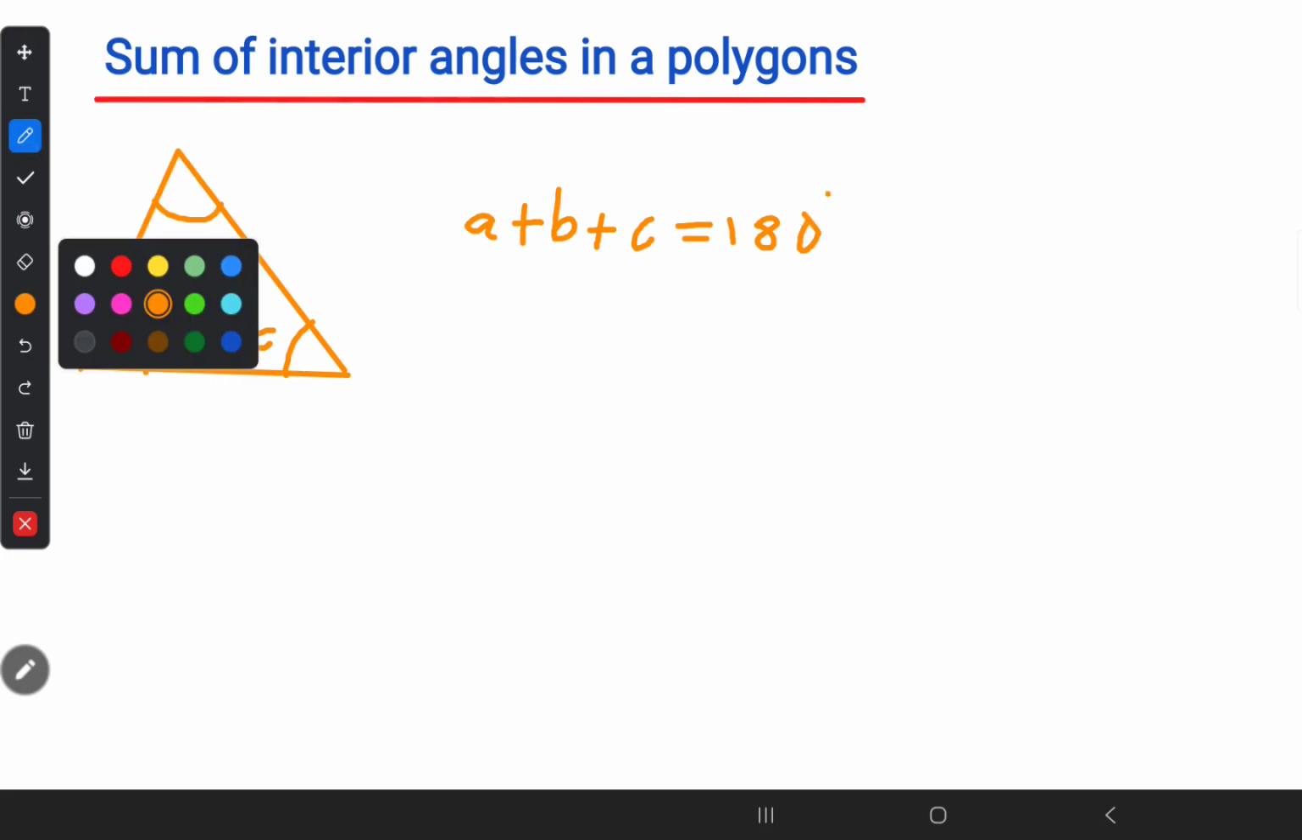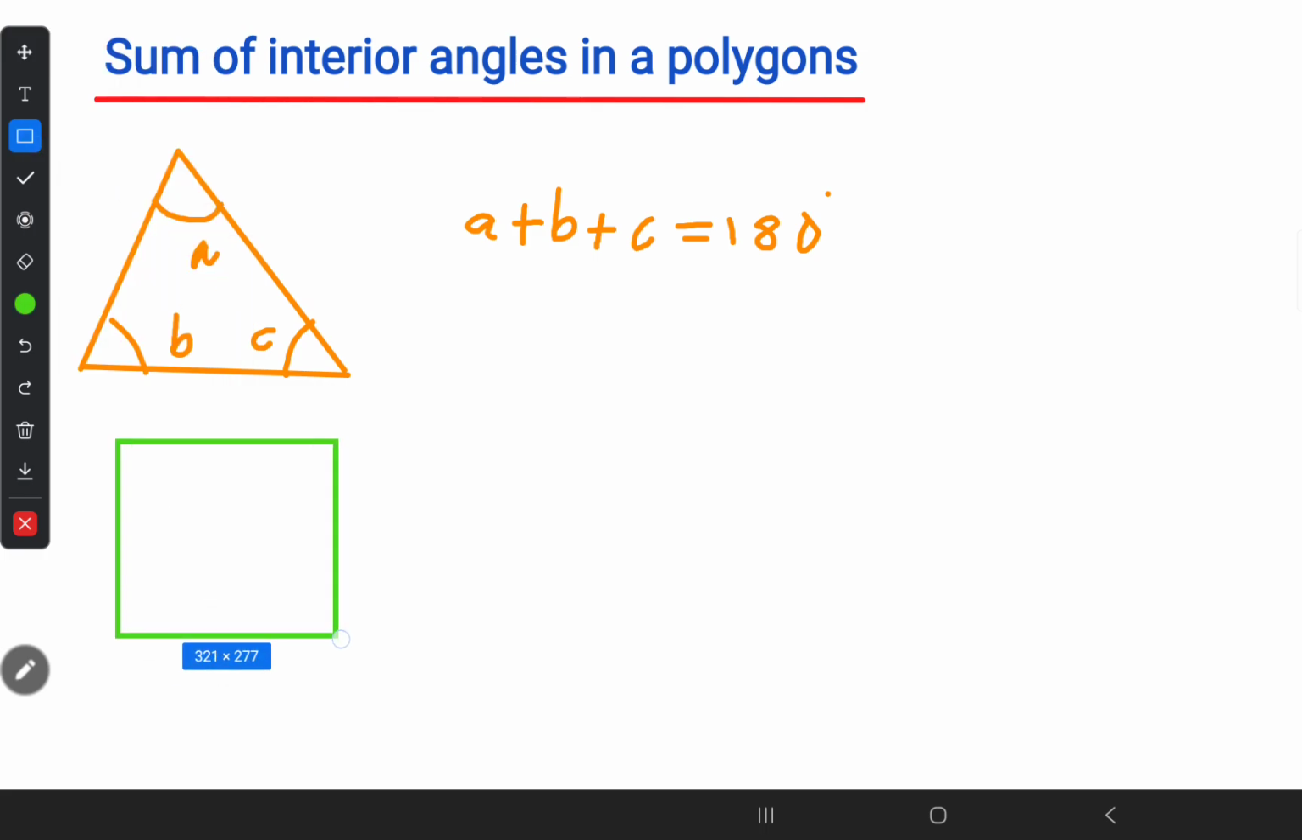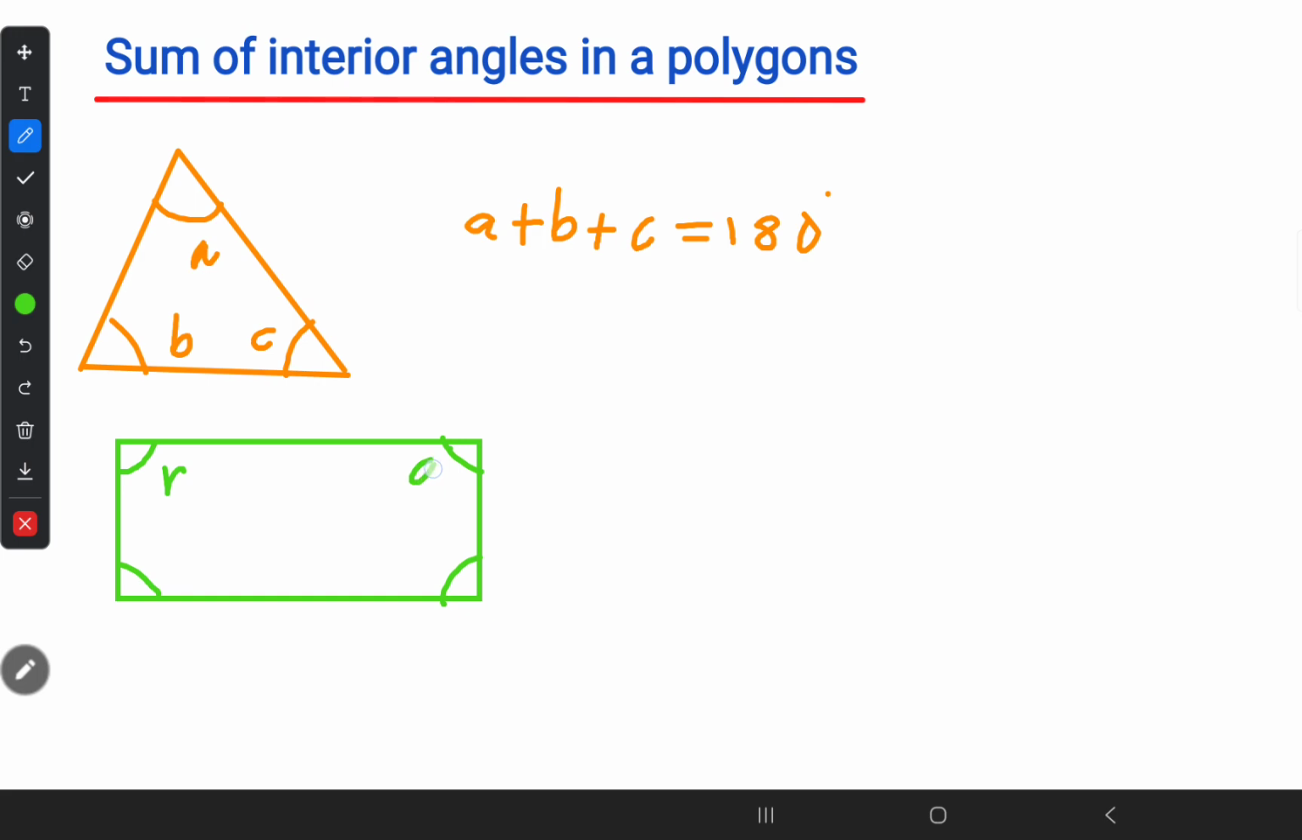Likewise, let's consider one more polygon with four sides. In this polygon, I will consider a rectangle. We know that when we get the summation of all the interior angles in this rectangle, R, Q, S, T, the sum R plus Q plus S plus T is 360. We know this one also already from our previous grades. These are simple now.